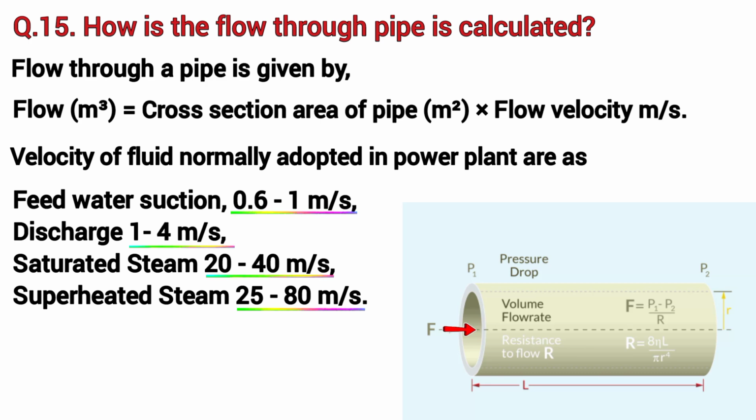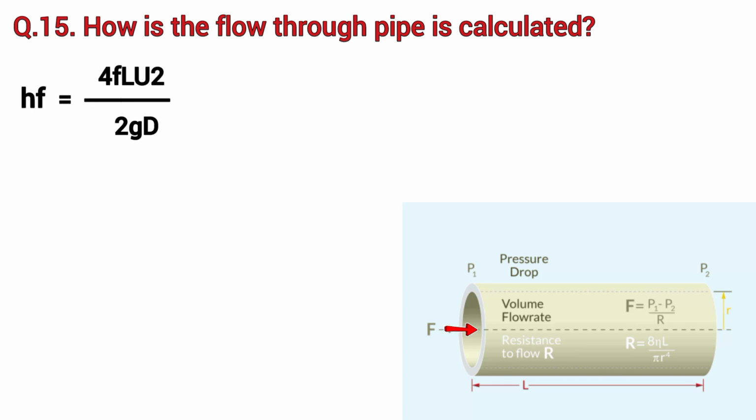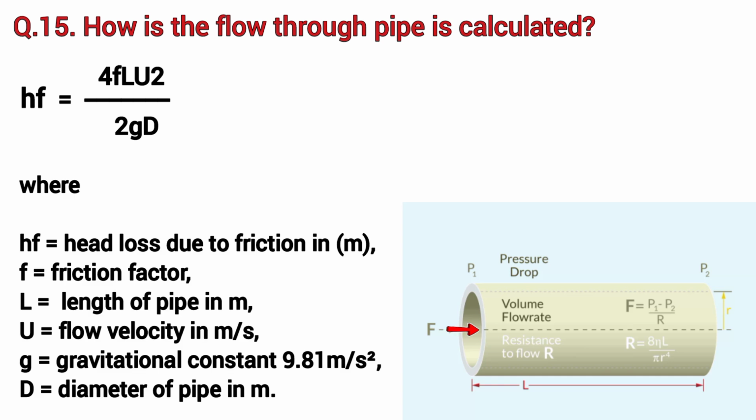Pressure or head loss due to friction in a straight pipe is given by Darcy-Weisbach equation. HF is equal to 4FLU² divided by 2GD, where HF is equal to head loss due to friction in meter, F is equal to friction factor, L is equal to length of pipe in meter, U is equal to flow velocity in meter per second, G is equal to gravitational constant 9.81 meter per second square, D is equal to diameter of pipe in meter.